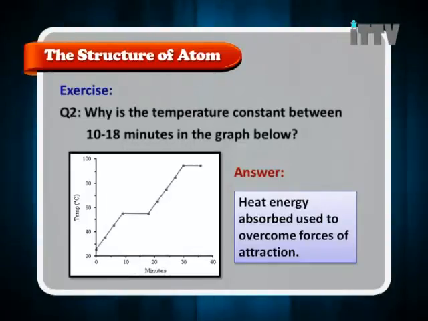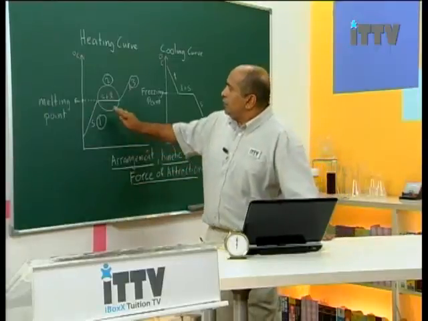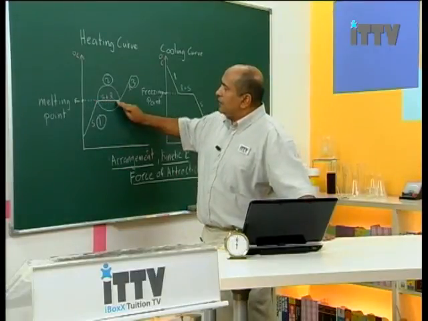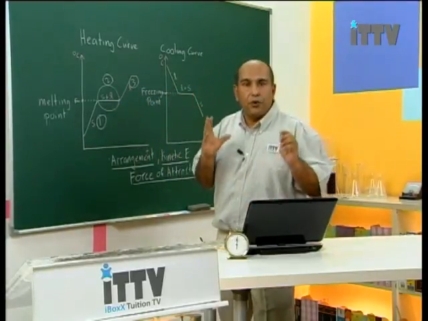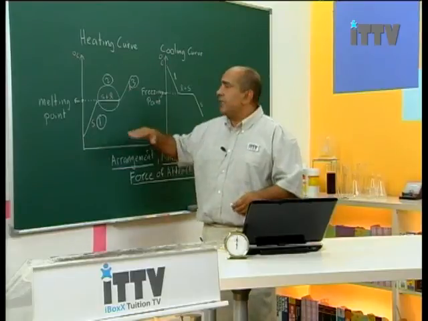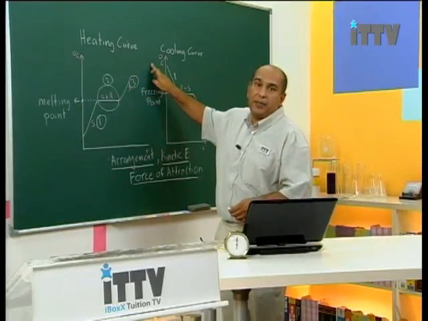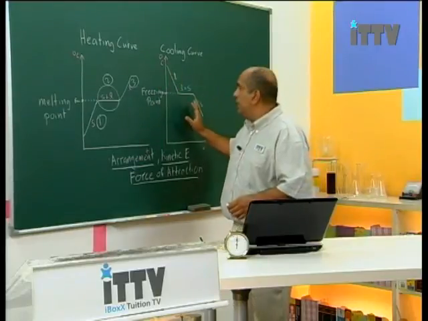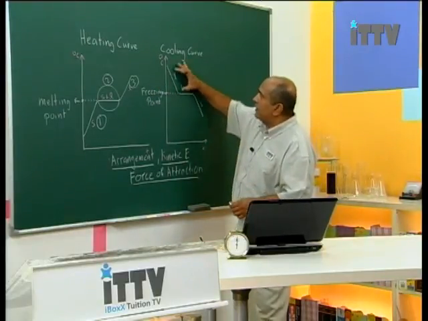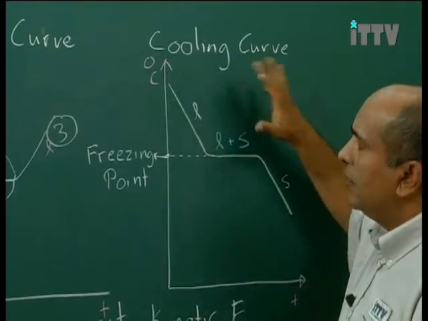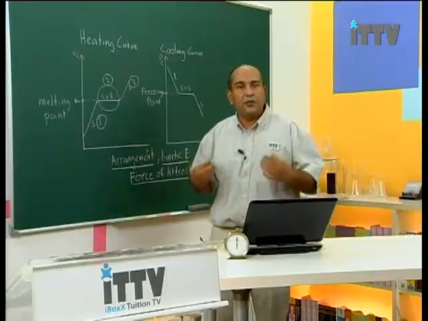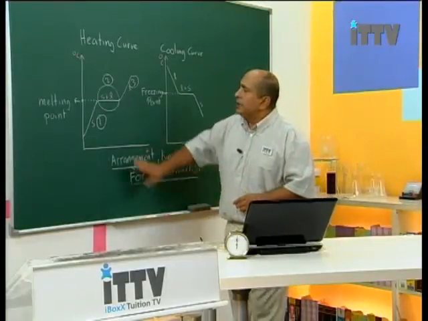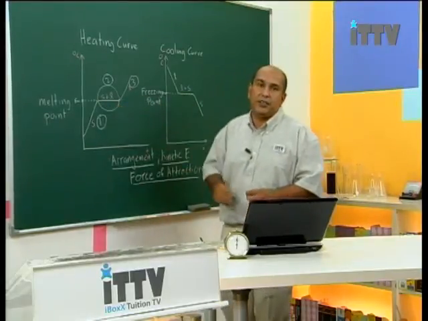Heat energy absorbed used to overcome forces of attraction. So remember over here, when we are at a constant state in a heating curve, always heat absorbed is used to overcome forces of attraction. Even if we go further up into the gas phase up here. And in a cooling curve, whatever it is, whether it's liquid to solid or gas to liquid, heat released is balanced by heat liberated as forces of attraction become stronger. These two always you're going to be tested on, okay?